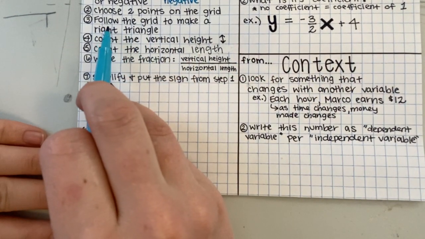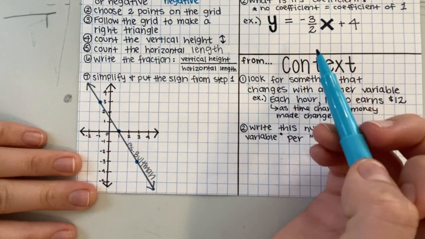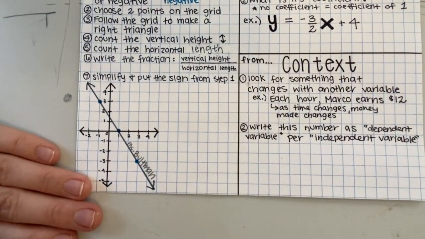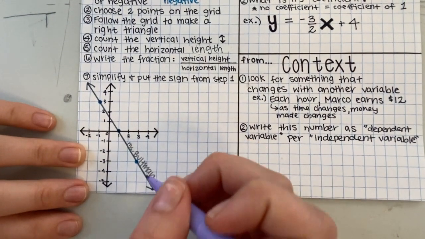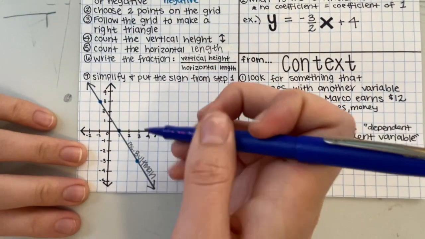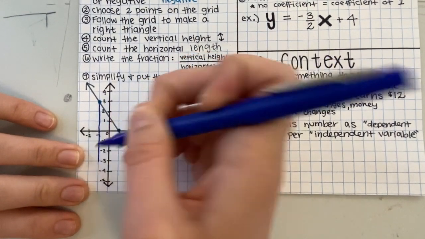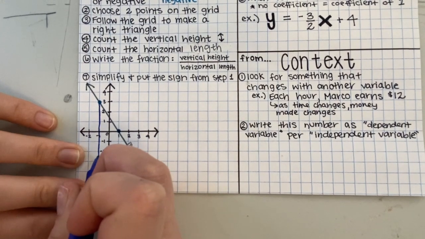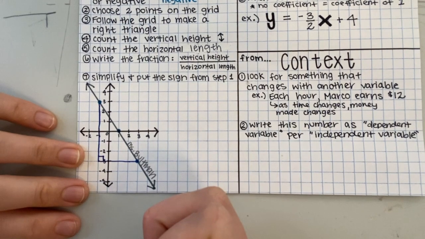Step number 3 is to follow the grid to make a right triangle. So this is exactly what we did when we were finding the distance between 2 coordinates. You're making a right triangle by drawing a horizontal line and a vertical line that stays on the grid line. So what I'm going to do is draw a vertical line coming from this point, and then that needs to connect to this other point with a horizontal line, and that creates a right triangle.